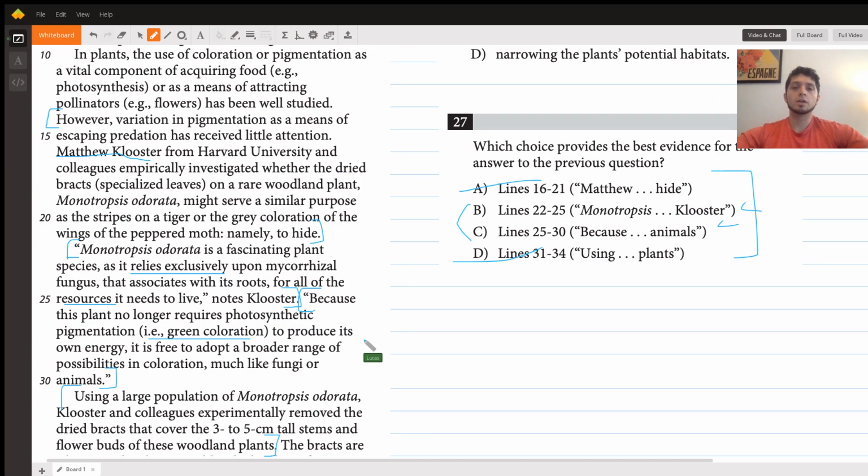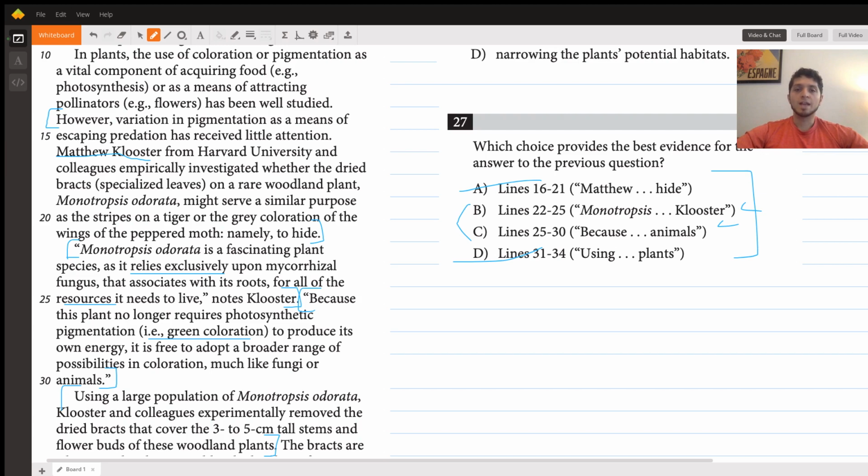So again, remember that we're looking for the nutrient requirements of many plants, and we're looking for an inference between them. So when I look between answer choices here, B and C, C is the one that attracts my attention more. Because what C is saying is that because the plant, Monotropsis odorata, doesn't require photosynthetic pigmentation, meaning its coloration doesn't have to be used for photosynthesis, like the green color, to produce its own energy, it can adopt a whole different range of colors, which tells us that this is sort of a special plant.